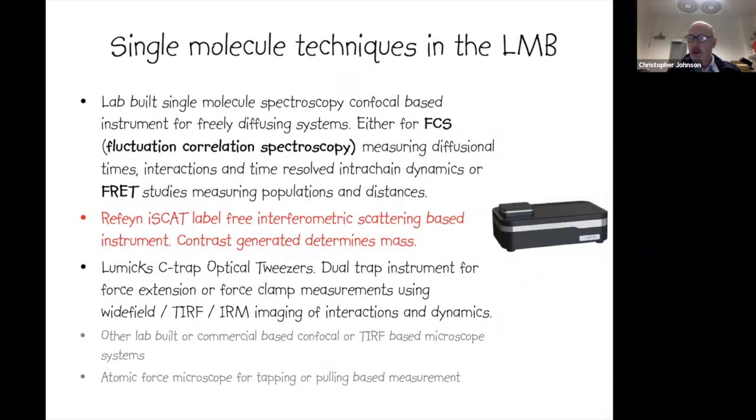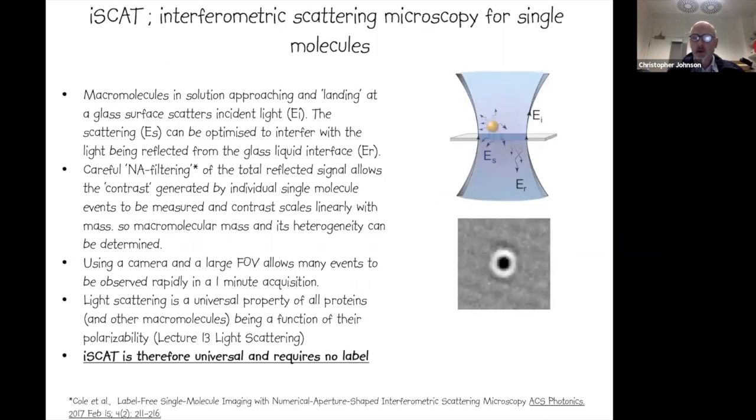So the second technique I want to talk about is this interferometric scattering-based instrument known as iSCAT. The way that this technique works is that we look at macromolecules, and this is not only applicable to proteins. It can be used to study virtually any type of particle. When they're in solution and they approach and land at a glass surface, they will scatter light. And some of that scattering is going to go in the direction of the incident light. And this can be optimized to interfere with the light which is reflected directly from this glass-liquid interface.